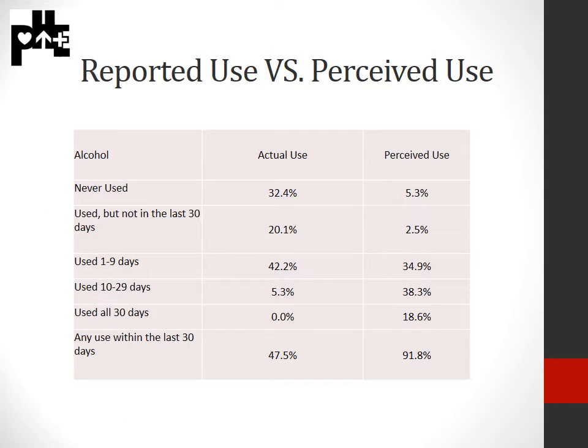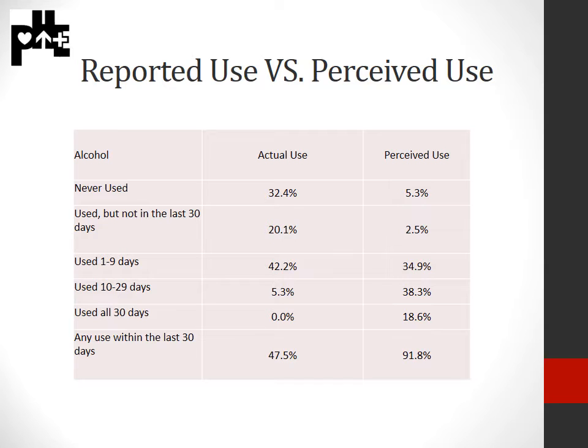This graph represents reported alcohol use within the past 30 days compared with how often students perceive the typical student on campus using alcohol within the same period of time. As you can see, there is a great divide between students' perception and the facts. This is a problem because when students think or perceive that their peers are drinking more, they're inclined to do the same to fit in with what they believe is the norm.